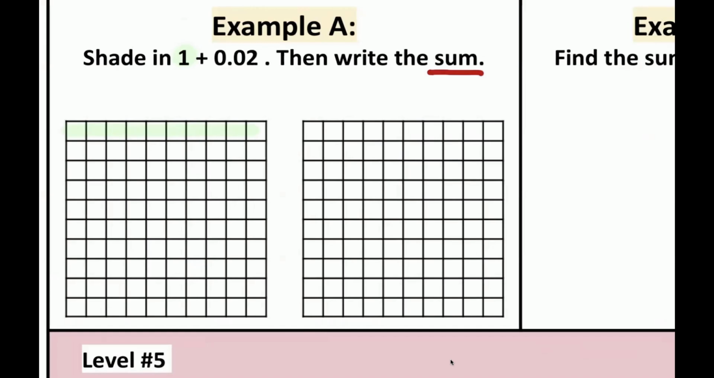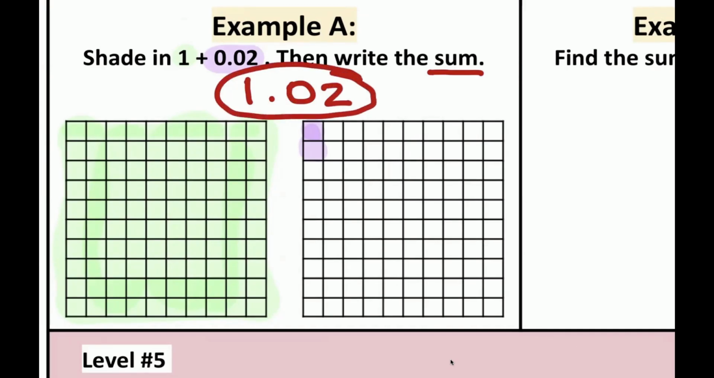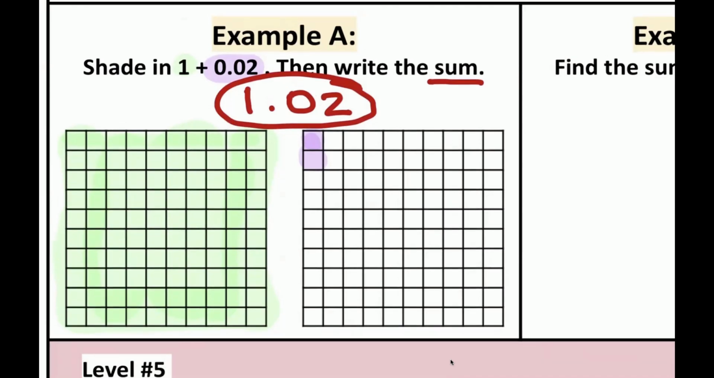So we're going to shade in the entire grid. Doesn't have to be perfect, but try to make it neat if you can. And then 200ths. So if we're shading 200ths, that's 2 out of 100 boxes. So just 1, 2. And then when we write the sum or the answer, we can just write 1.02 or 1 and 2 hundredths. Let's go to example B.